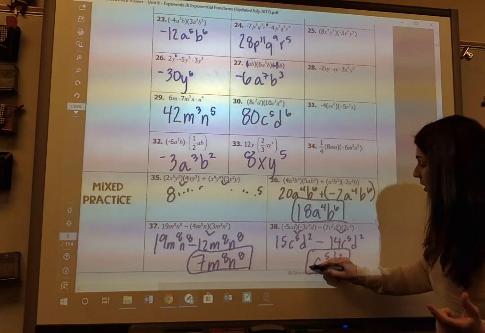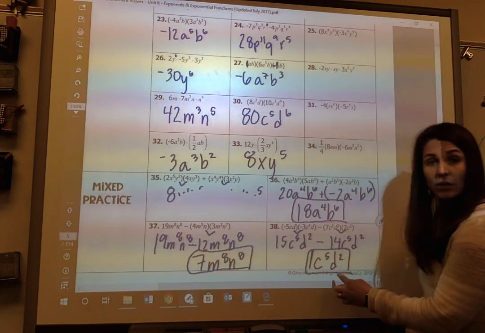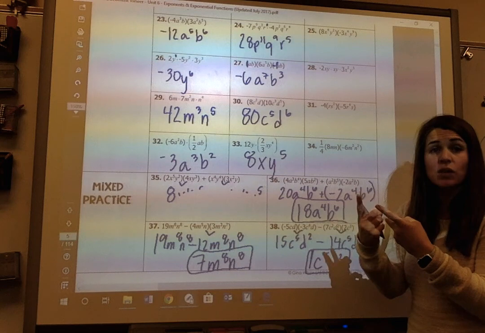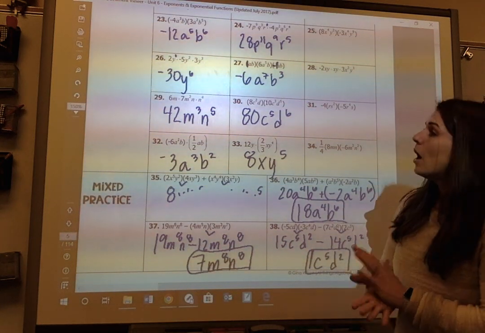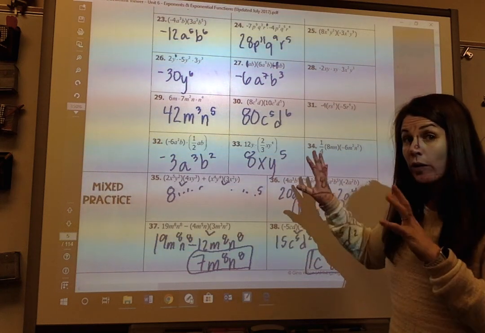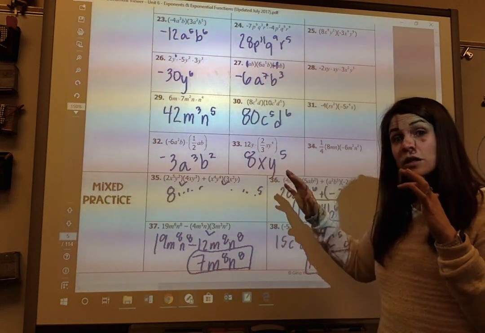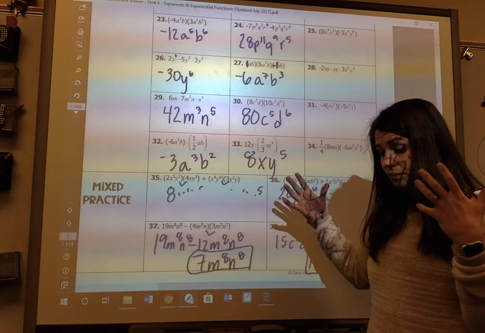Can I put 1c to the 5th, d squared? Yeah, absolutely. My coefficient is still 1. You have 1 left over, and that's fine. Either way is acceptable. Okay, so that's just a quick review that we did online to get you some knowledge before you come into class.